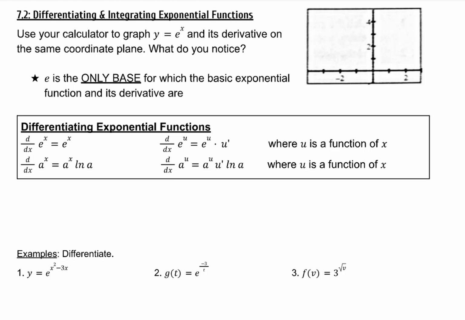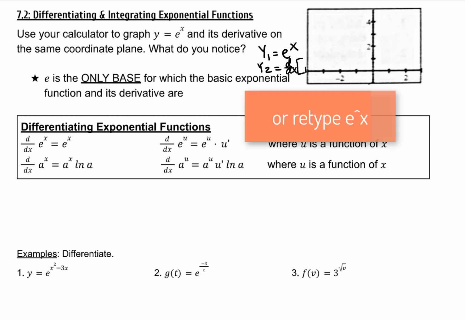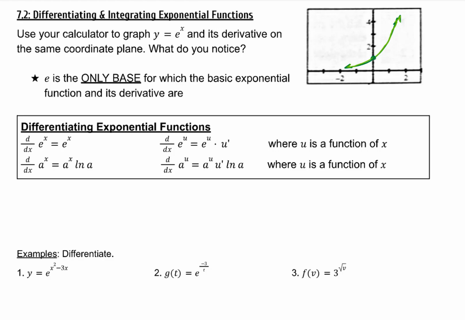Use your calculator to graph y equals e to the x and its derivative on the same coordinate plane. To do that, you're going to put y1 is equal to e to the x, and then y2 is equal to the derivative of y1 with respect to x. What do you know? They're the same graph. E is the only base for which the basic exponential function and its derivative are the same.